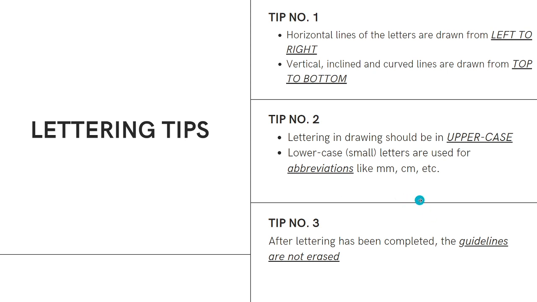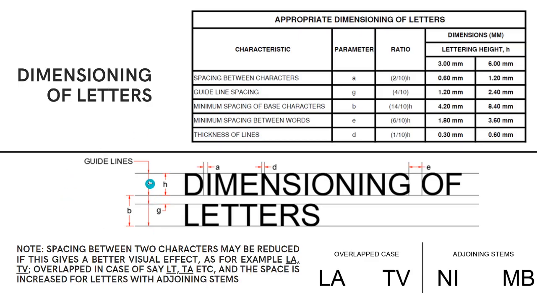After lettering has been completed, the guidelines may not be erased. Not necessarily that you should erase it. So guidelines are the lines, very thin lines, usually pencil. These are guidelines just to guide you horizontally for your letters, so that your letters are straight and your sizes would be the same for all the characters.